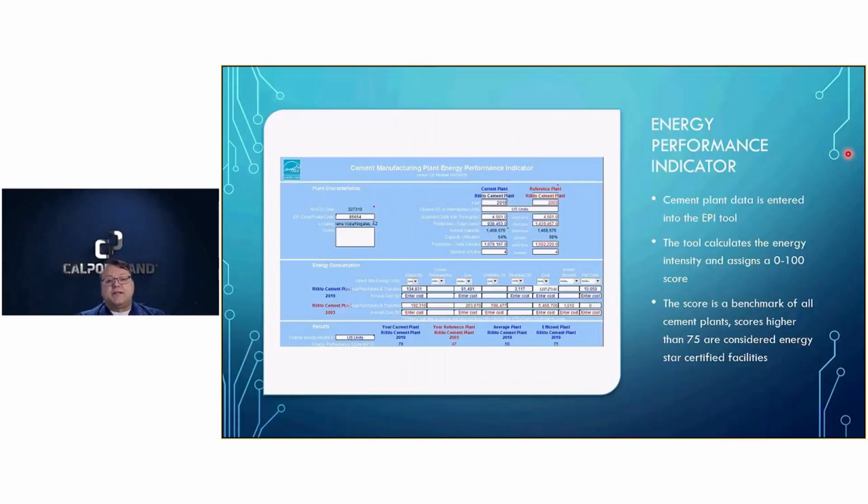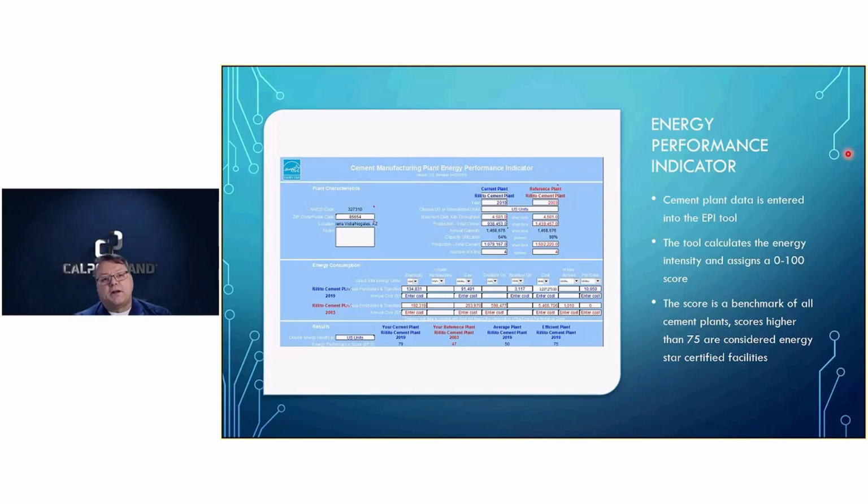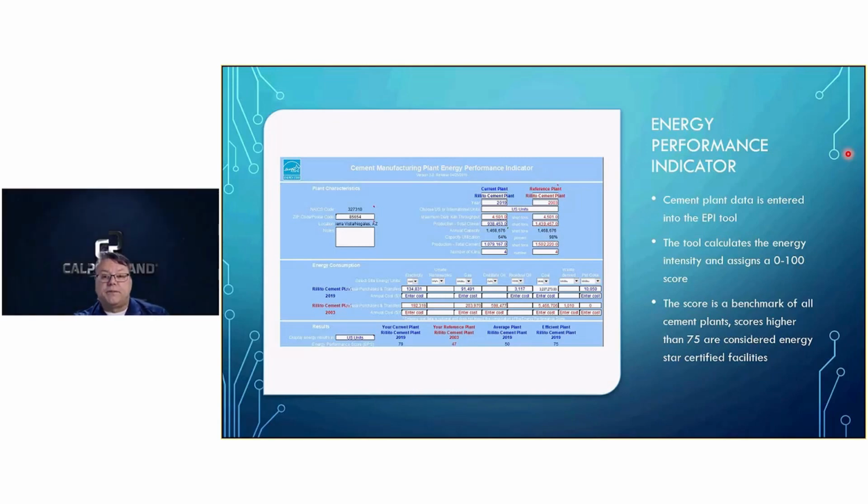Okay, here's the Energy Performance Indicator. It's just a spreadsheet that's got a lot of data, a macro behind it, that's looking at energy data from the cement plant, and then you add the production data, and then they're comparing all our cement plants to the rest of the cement plants in the country. And once again, a score of 75 means that you've met certification, and you could be identified as a certified Energy Star plant. The Rito cement plant is currently an Energy Star certified plant.